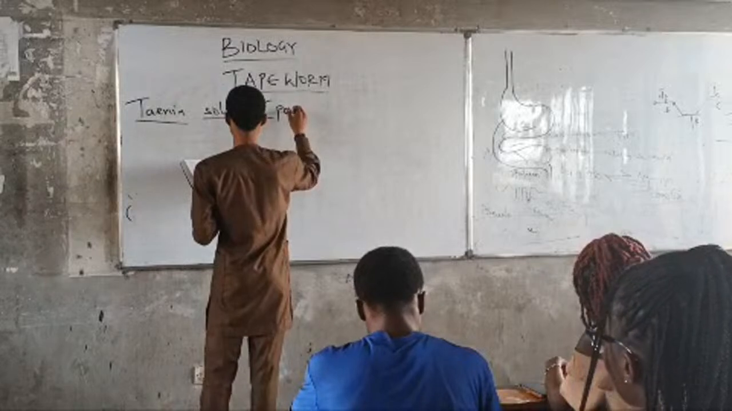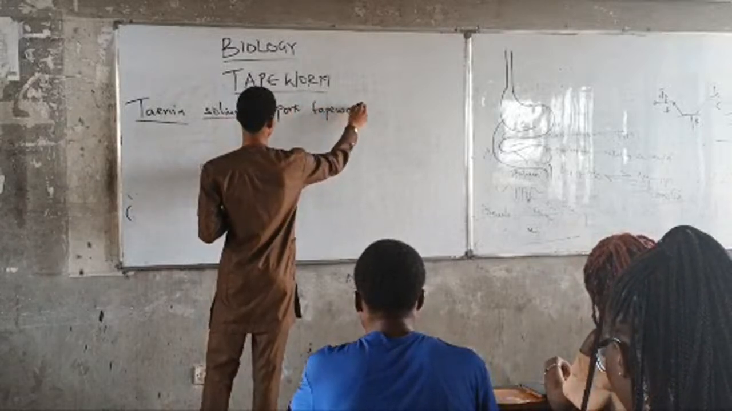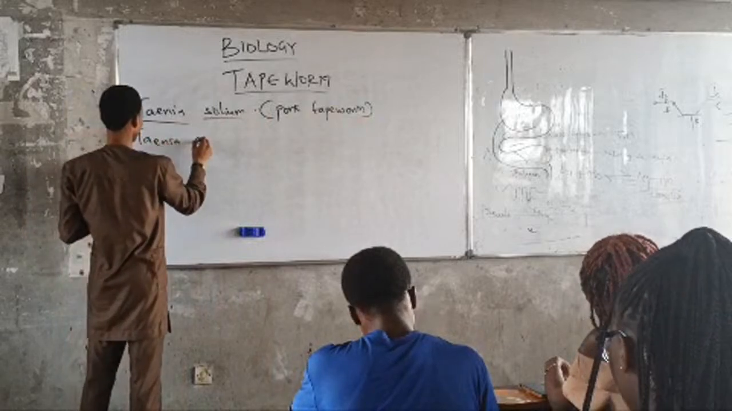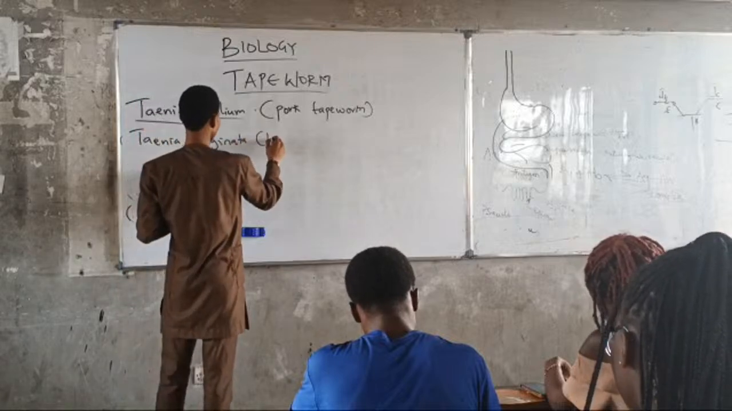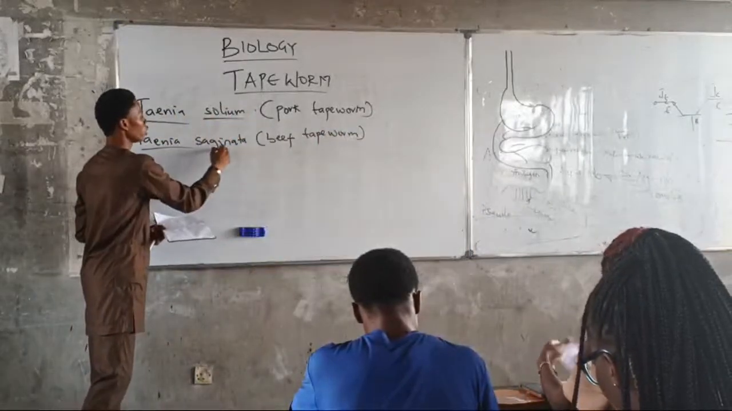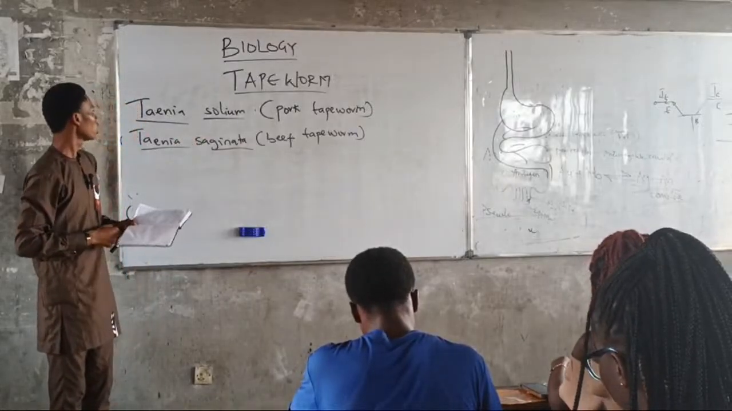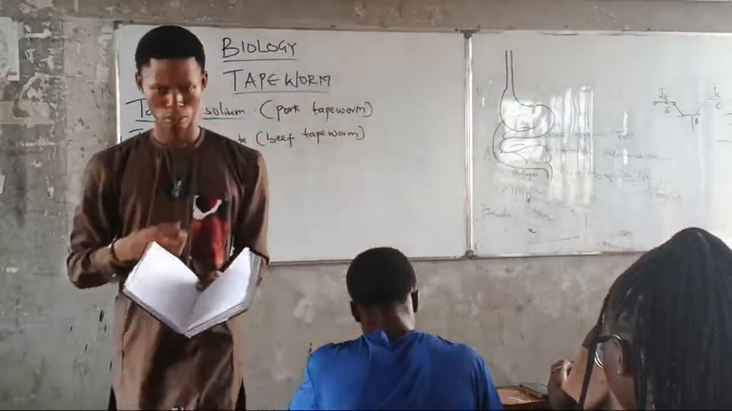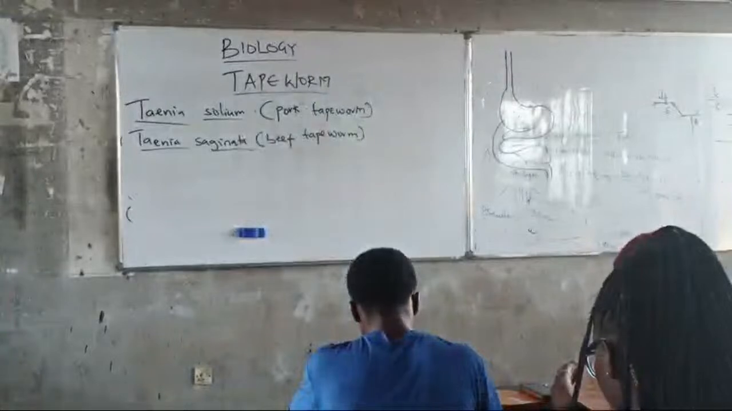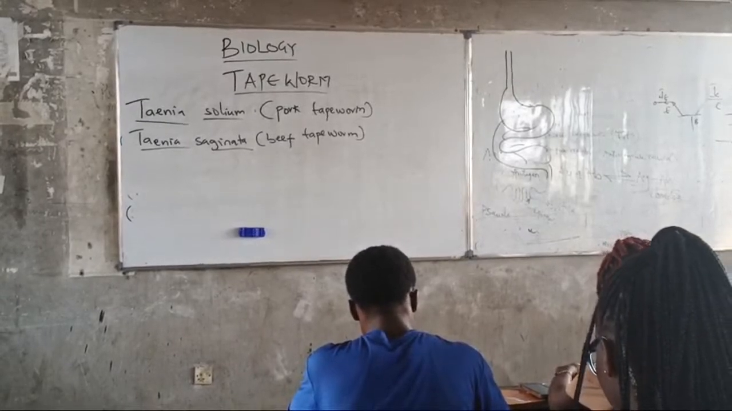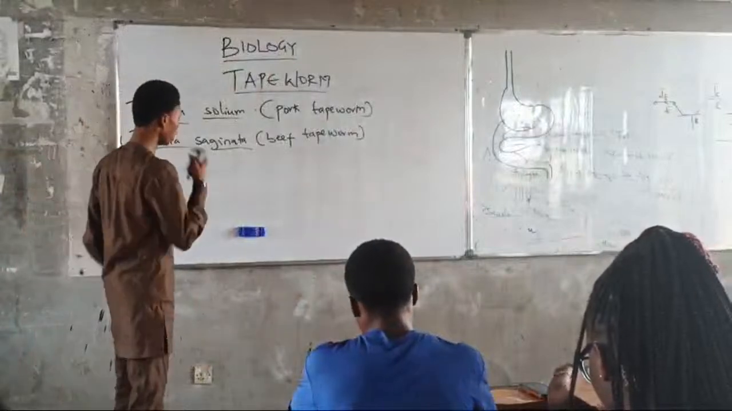Tenia solium, in bracket, pork tapeworm. And Tenia saginata, in bracket, beef tapeworm. Please underline, you know this is scientific name. Tenia solium and Tenia saginata. So write them in bracket the way it is written there. Are we there? Full stop.